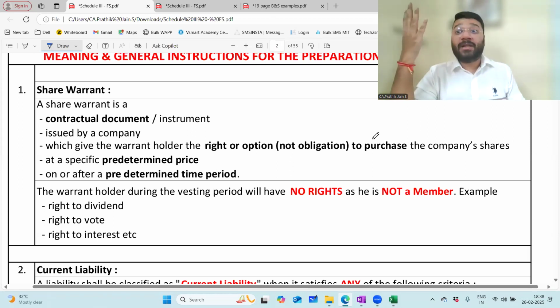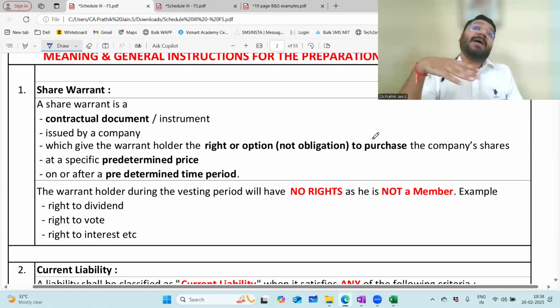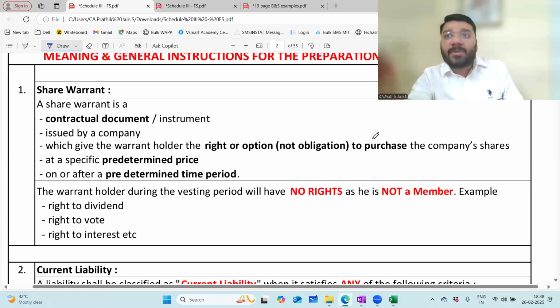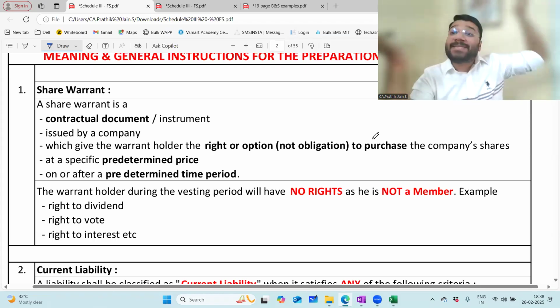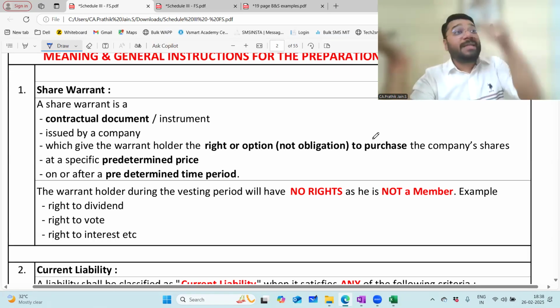If you're so particular that 5 years later your share price will increase, then you can anyways buy from the stock market. You can become a member of the company. You can enjoy the dividend. You can enjoy the voting right. And you can still enjoy the appreciation. Why is it that you have to get stuck into warrant?